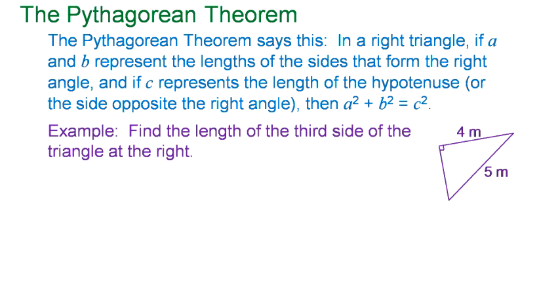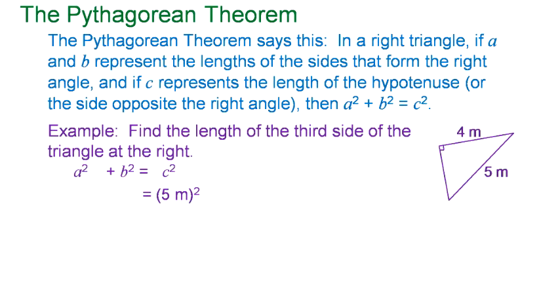Since that means that this is a right triangle, I can use the Pythagorean theorem here. In this triangle, I know that the length of the hypotenuse, or the side opposite the 90-degree angle, is equal to 5 meters. That means that I'll substitute 5 meters for my C in the formula A squared plus B squared equals C squared.